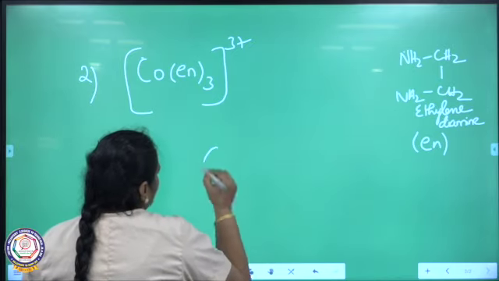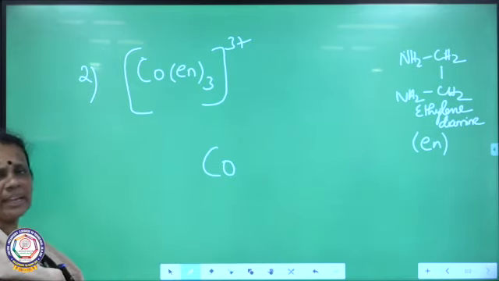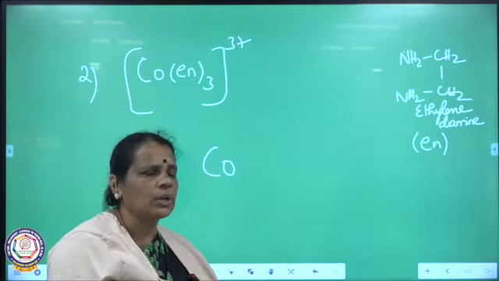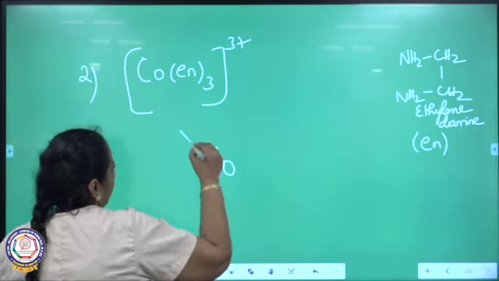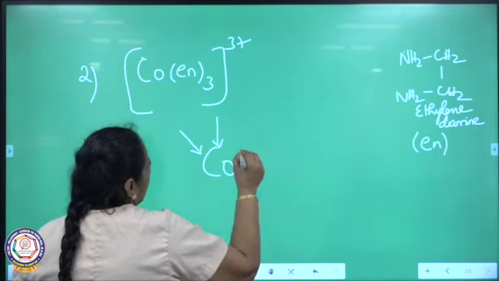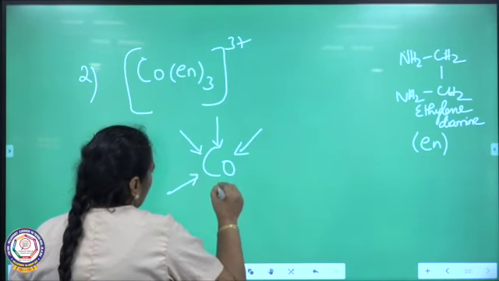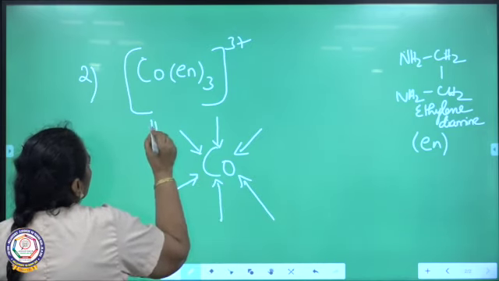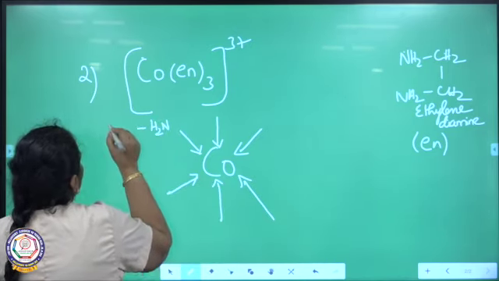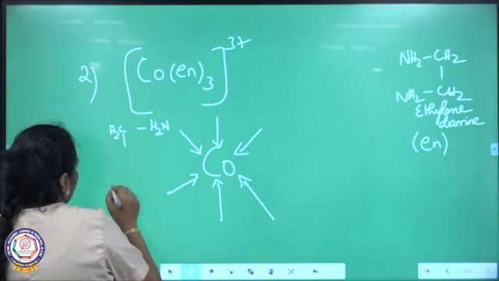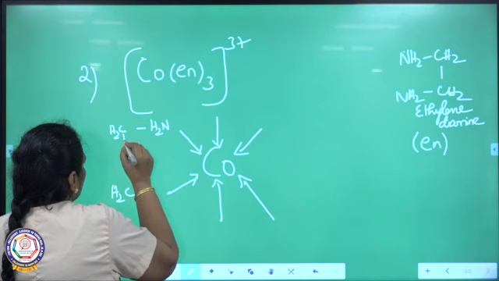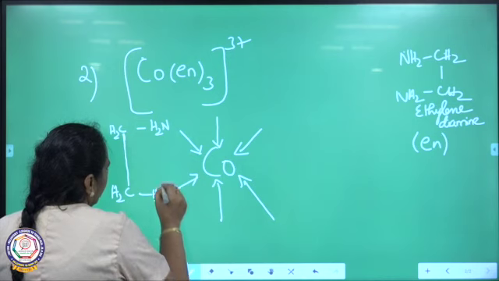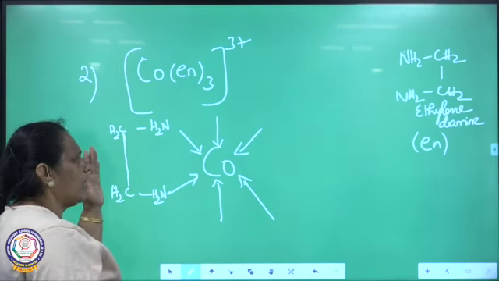So, cobalt will be in the center. Here the central metal ion is cobalt. I wanted to attach 3 ethylene diamine molecules. So, one by one we are going to see. Here one ethylene diamine. See here one ethylene diamine. So, this is one molecule of ethylene diamine.